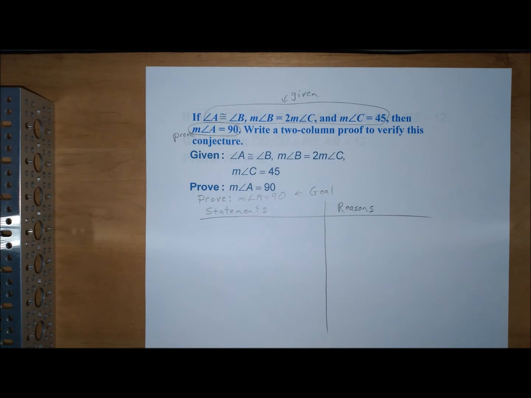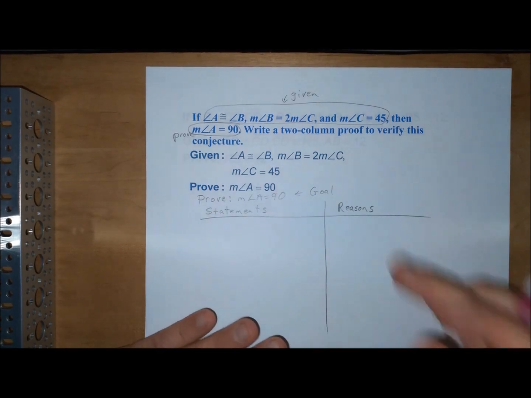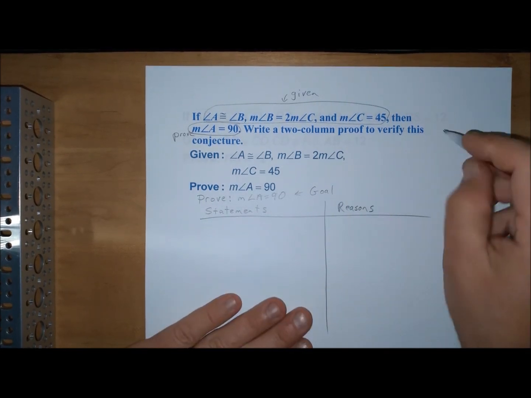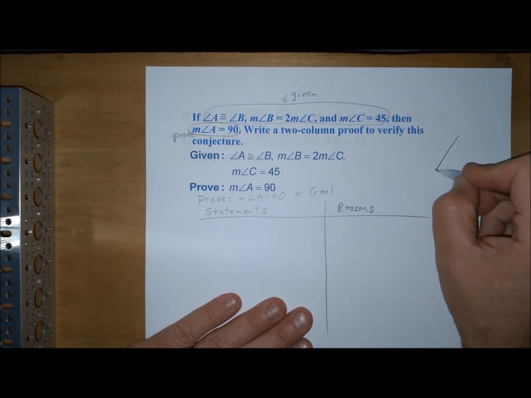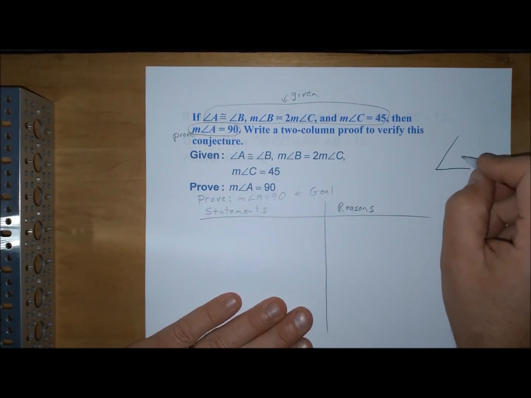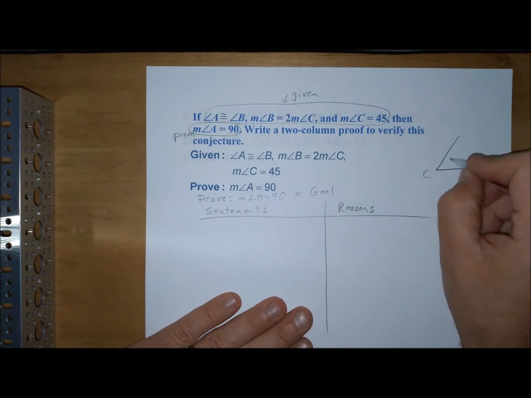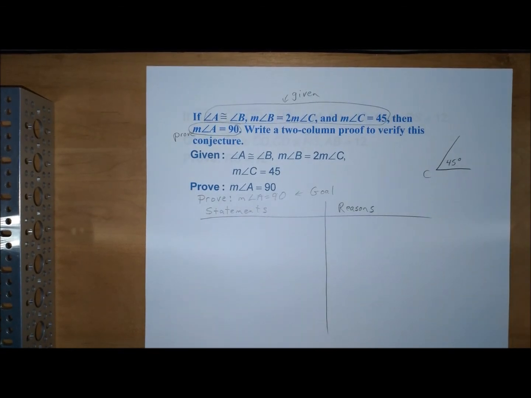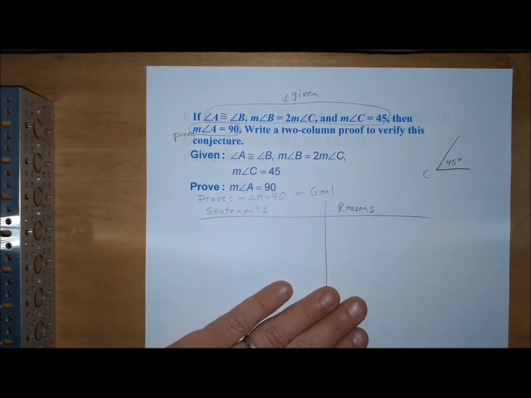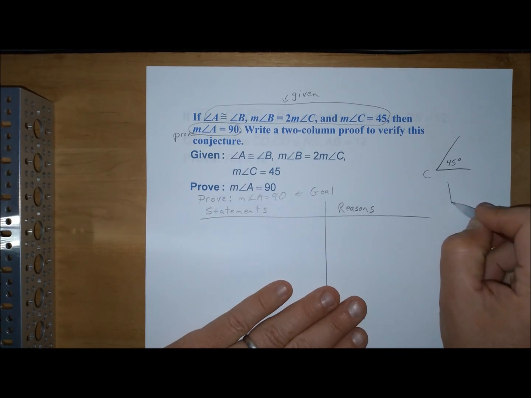And in this particular case, you might want to draw a sketch. Based on all the given information, I might start by drawing angle C. I'm going to call this angle C. I'm going to say it's 45 degrees, okay? And they're telling me that angle B is 2 times the measure of angle C, okay? So I can already picture this.